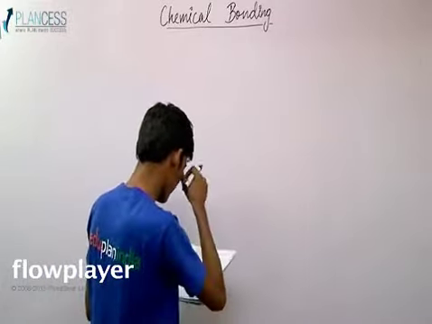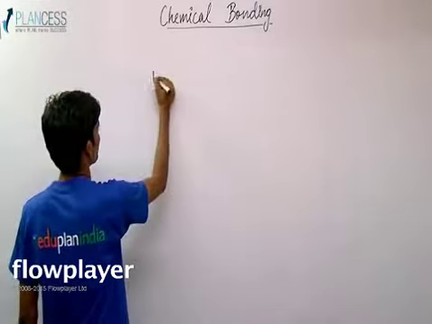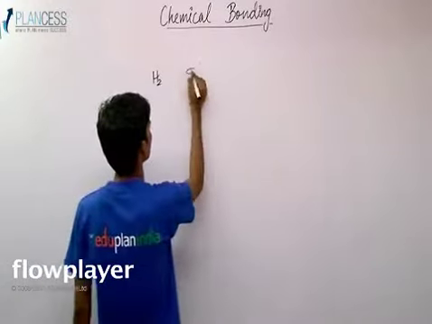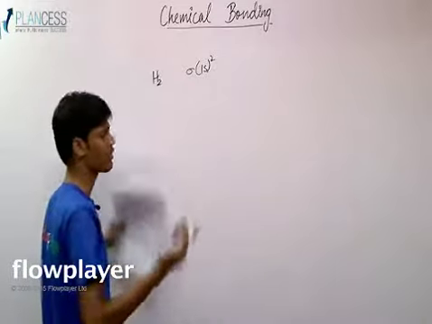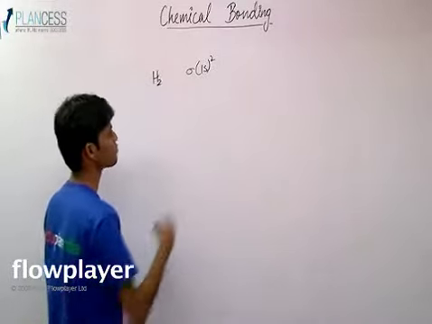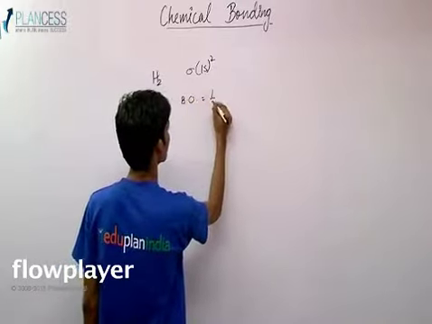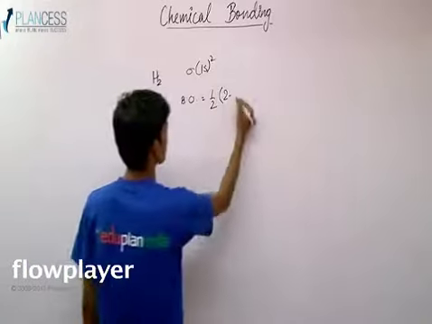First, let's take the hydrogen molecule. The hydrogen molecule has only 2 electrons, so it would be sigma 1s2. No antibonding orbital comes into account. So the bond order for H2 will be half times the number of bonding electrons, which is 2, minus the number of antibonding electrons, which is 0.